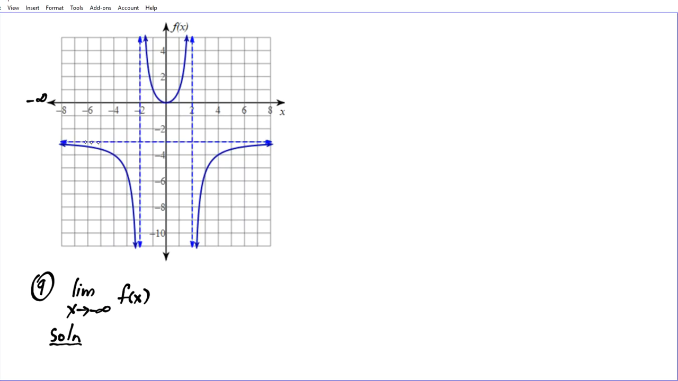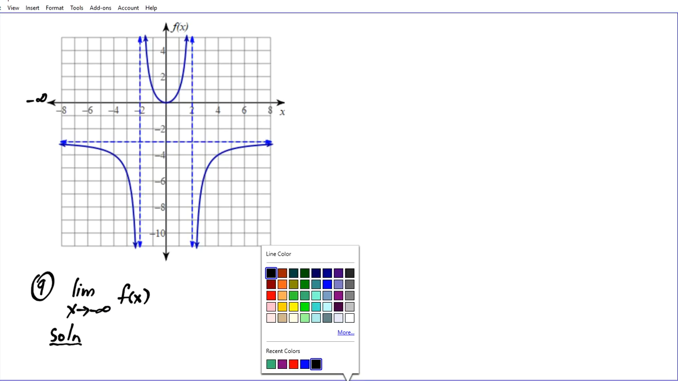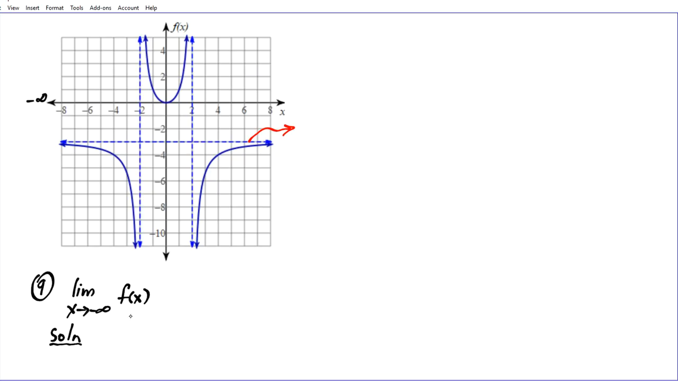It's approaching a flat line. It's approaching a horizontal asymptote. There goes your horizontal asymptote right there. So the equation of your horizontal asymptote is basically going to be what your limit is as x approaches negative infinity. So your horizontal asymptote has the equation y equals negative 3.